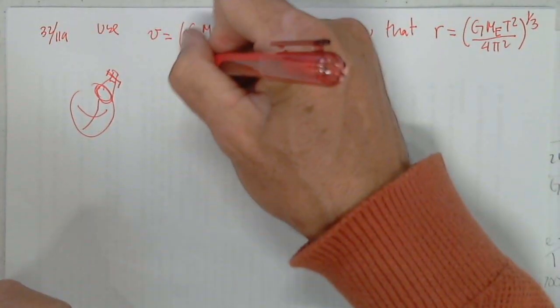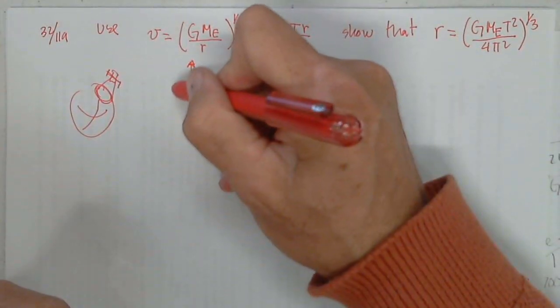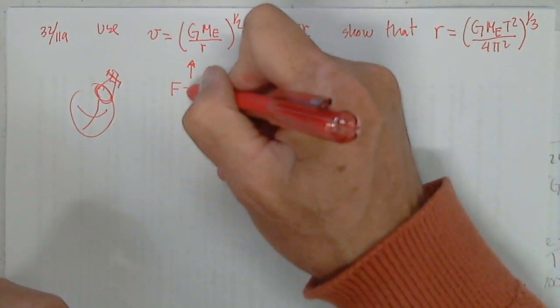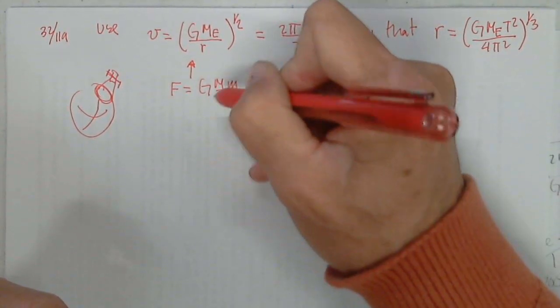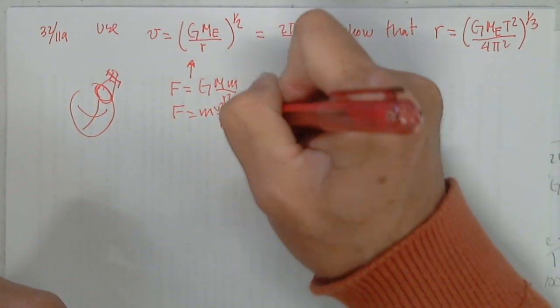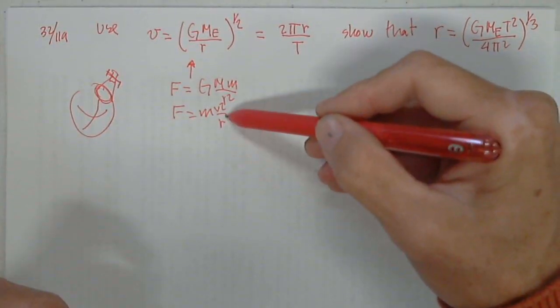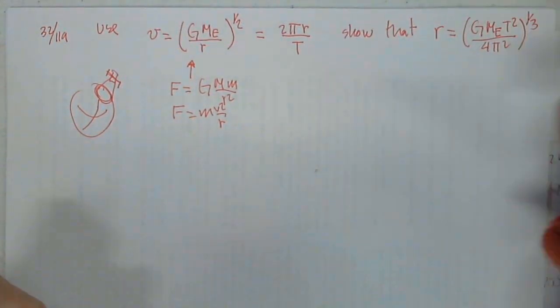That's another problem that is in this series, using that F equals G M m over r squared and F equals m v squared over R. Using these two equations, we get the velocity of the satellite.